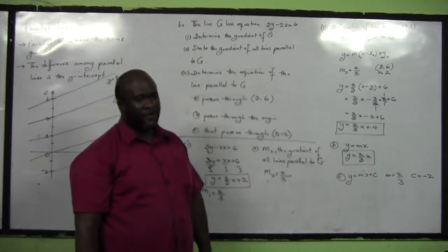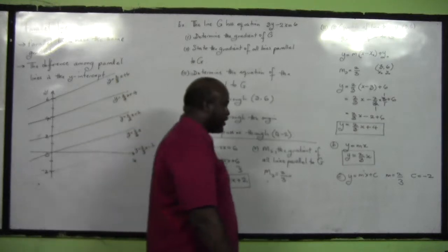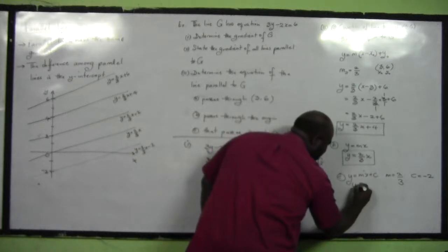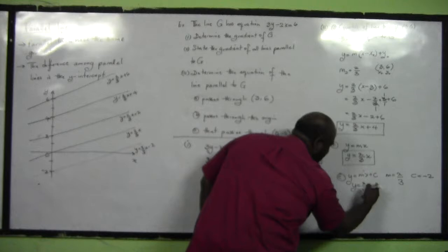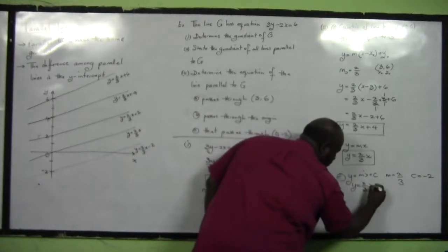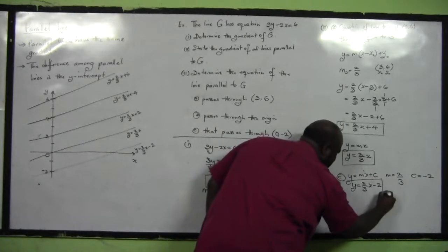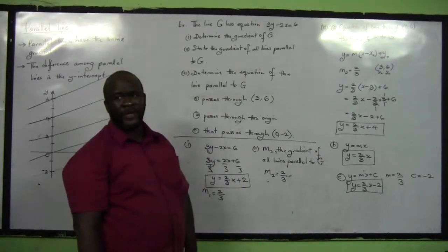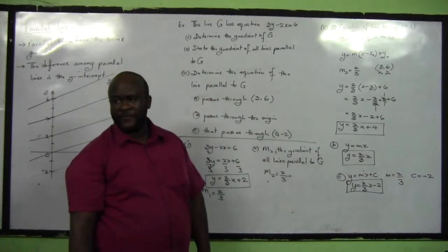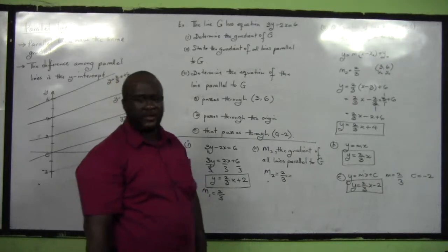You could have used the formula. The answer is this: y is equal to 2 over 3x minus 2. What is c? This is the answer I want. But let's stay fast. Let me use the formula and show you. You're going to get the same answer.